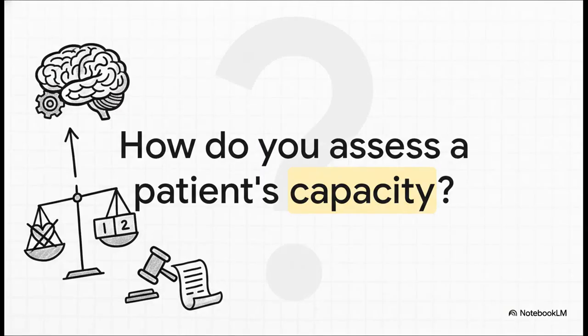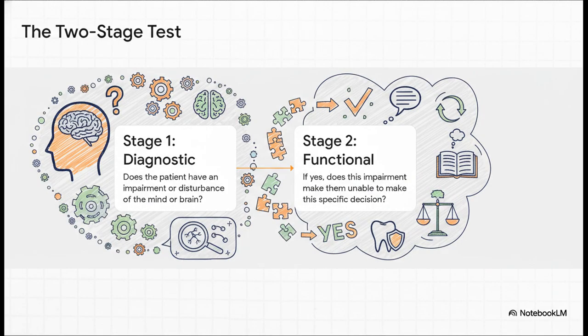So how do you actually go about assessing capacity? This isn't just about a gut feeling. The law gives you a really clear 2-stage test to follow every time. First, the diagnostic test. Does the patient have an impairment or disturbance of the mind or brain? If the answer is yes, then you move to stage 2, the functional test. And this is key. Does that impairment mean they are unable to make this specific decision at this specific time? Can they understand, retain, and weigh the information and then communicate their choice?